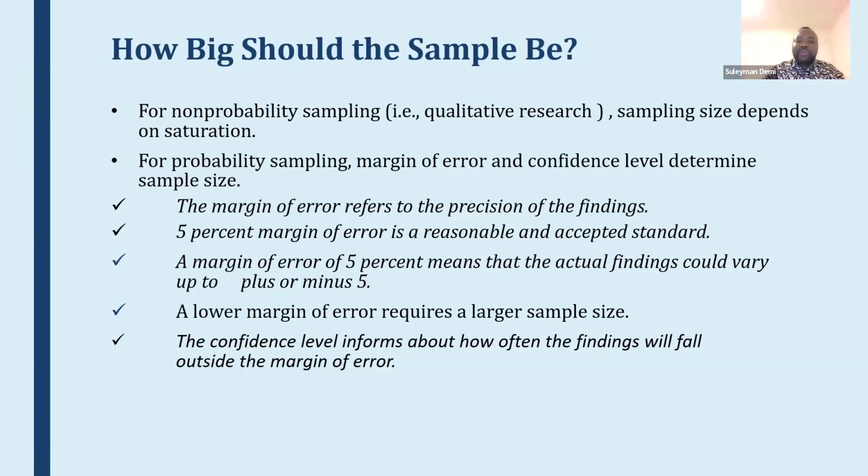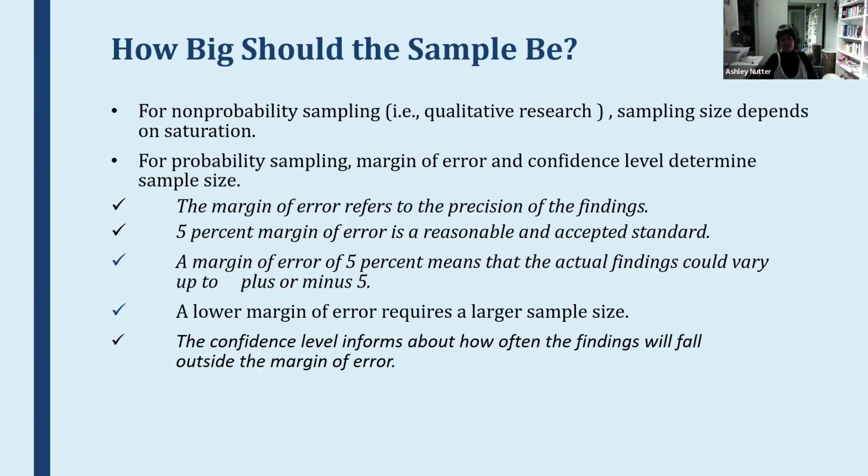A margin of error of 5% means that the actual findings could vary up to that amount. So, for example, if I say my margin of error is 5%, is that okay? It means that if I come out with the results, let's say maybe 10% of the people like soccer, my result can either be 15 or 5, because the margin of error is 5%. It can be 5% plus or minus. Right? Okay, good.